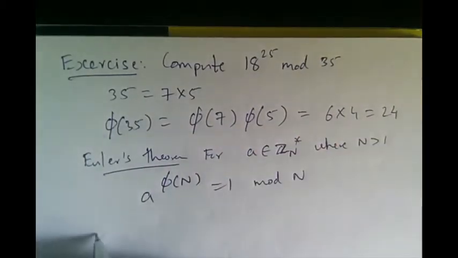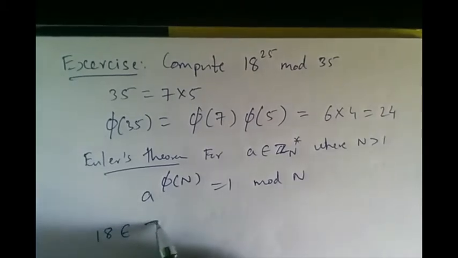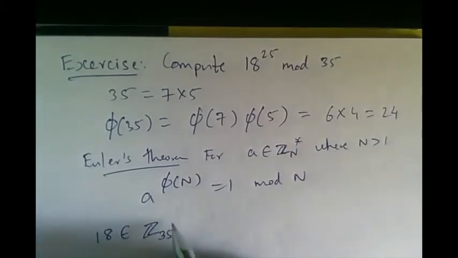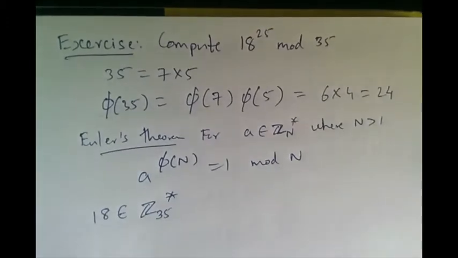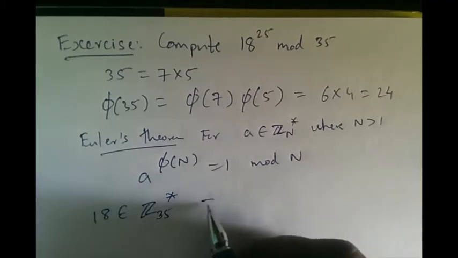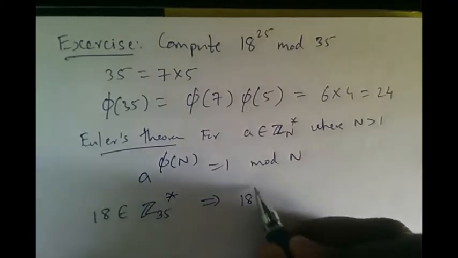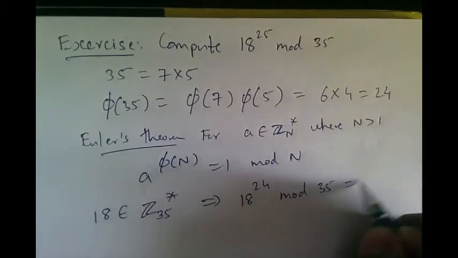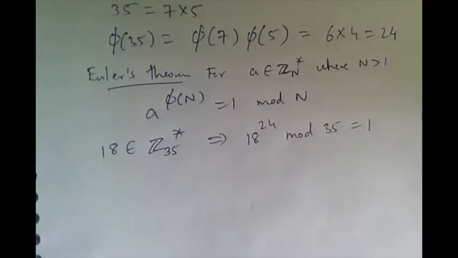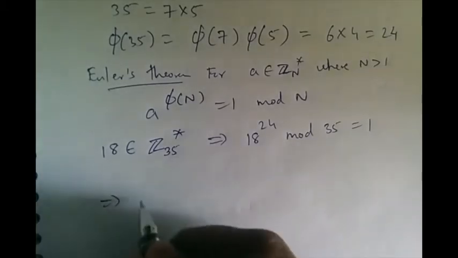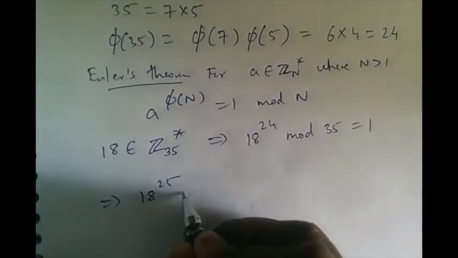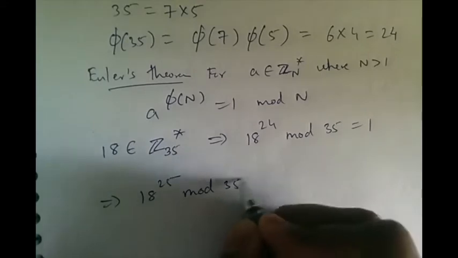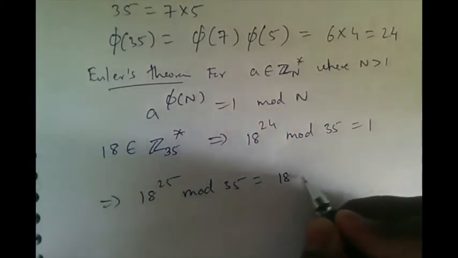18 does belong to Z35 star, because the factors of 35 are 7 and 5, and 18 doesn't have those factors, so the greatest common divisor is 1. Which implies that 18 raised to 24 mod 35 is 1. Which means that 18 raised to 25 mod 35 is just 18 mod 35.